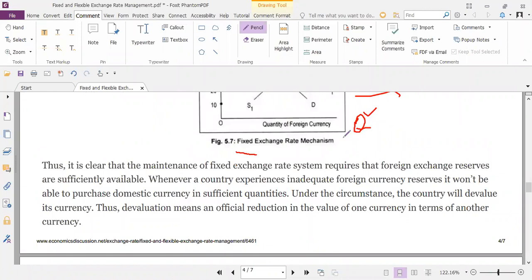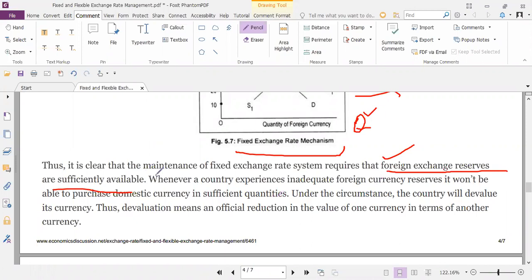This is a fixed exchange rate system. Thus, it is clear that the maintenance of a fixed exchange rate system requires that foreign exchange reserves are sufficiently available. So we need good foreign exchange reserves to make changes in our foreign exchange rates, right? Whenever a country experiences inadequate foreign exchange reserve, it won't be able to purchase domestic currency in sufficient quantity.